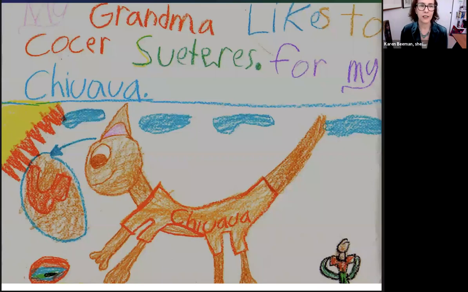As a first grader, St. Charles, Illinois, my grandma likes to coser suéteres for my chihuahua. What a cute utterance in the writing process time, right? And so you can just imagine this little boy sitting with his abuelita and doing exactly that, helping her knit sweaters for their chihuahua. You might also have students who write like this.